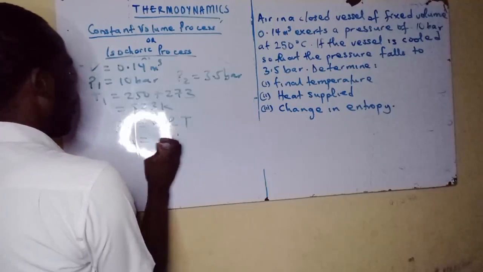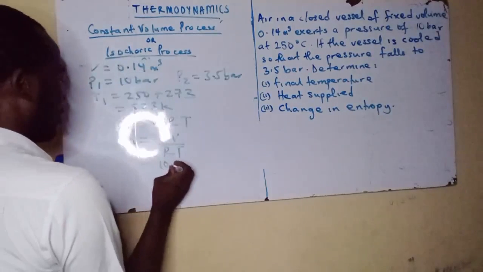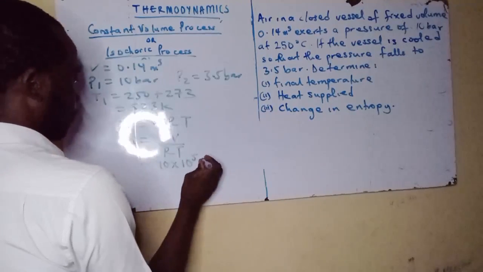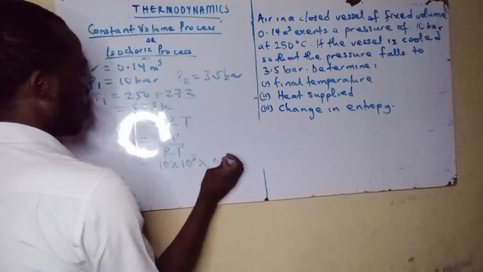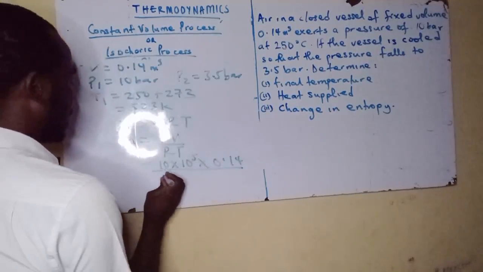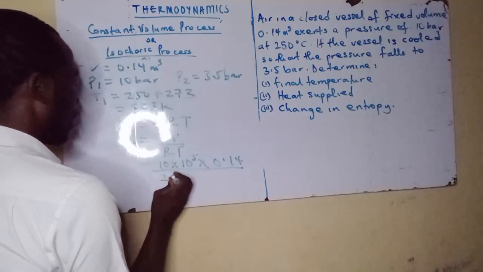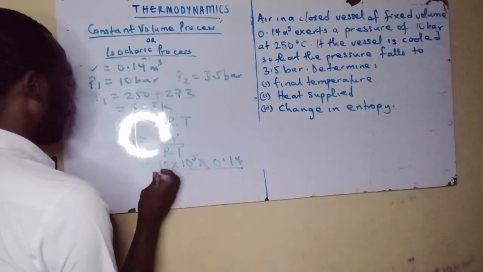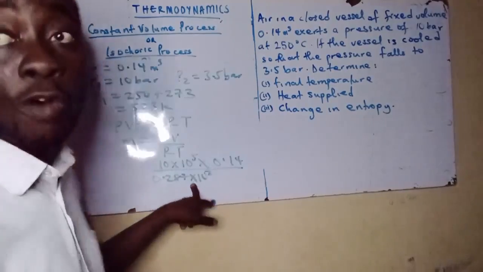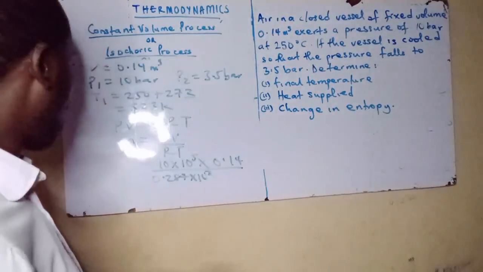And m will be equal to PV over RT. What's our P? The P we can use here is 10 times 10 to the power 5. Then, what's the V? 0.14. What's the R? Our R is 287, or 0.287 because it's in kilojoule per kilogram per Kelvin, and we convert it to joule per kilogram per Kelvin.